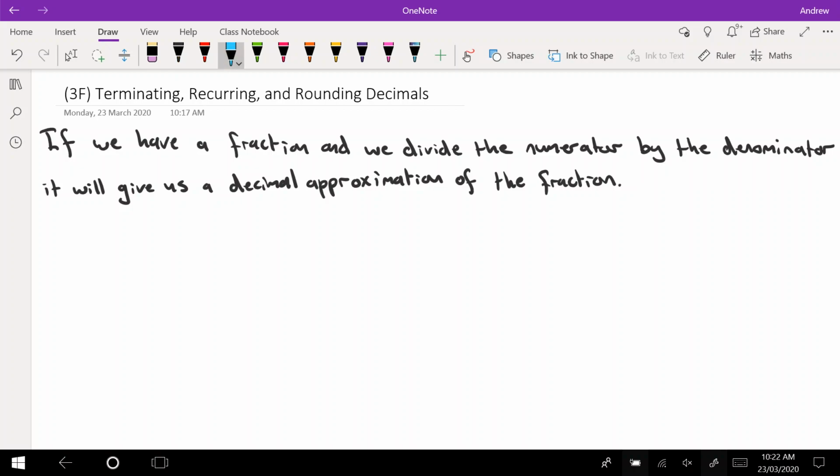So we'll talk about a few types of decimals. So let's say we have a half, and I just said that's the same as writing 0.5. So 0.5 and a half are the same thing. Does anyone know the decimal approximation of a third? 0.3333, and I'll keep going on.